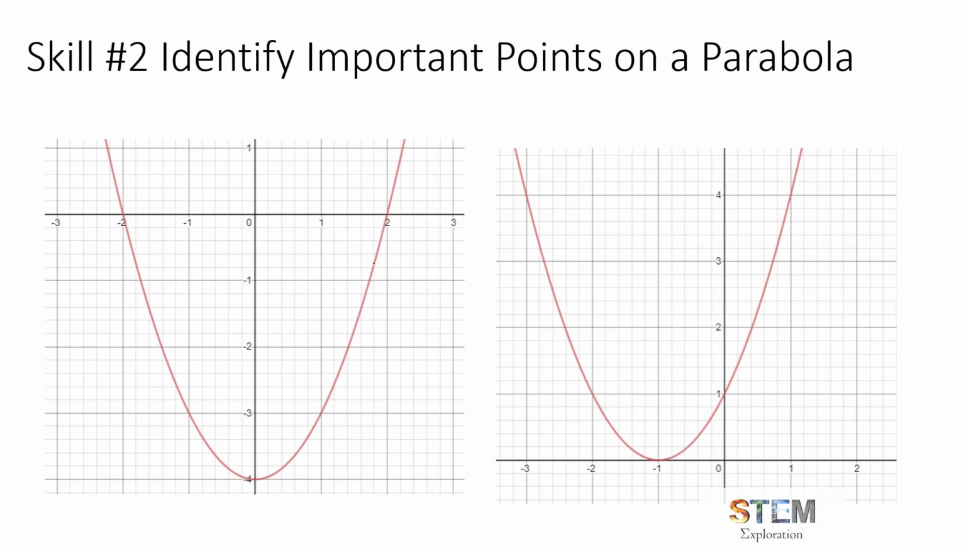So now what I want to do is identify some important points on a parabola. The first point that I want to talk about is the vertex. The vertex is indicated by the minimum or maximum point that is at the very tip of the parabola. Okay, and so the vertex in this case is the lowest point.